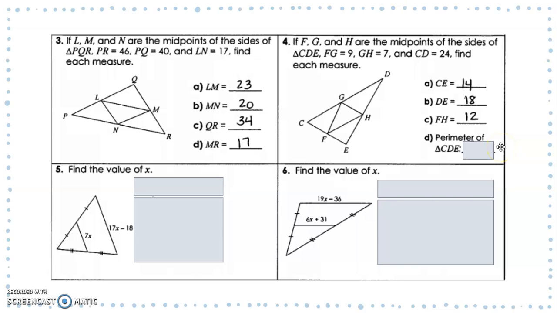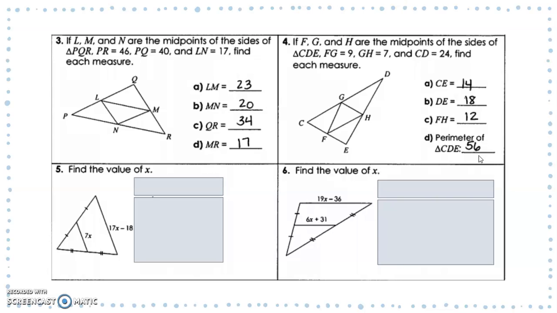The next one is a little bit different. We're asking for the perimeter of CDE. So in order to find the perimeter of CDE, I'm going to have to add up all of my sides. So I need CD, I need DE, and I need CE. Remember that we can always use our midsegment relationships to add up all of our sides. And when we add up our sides, we find that our perimeter is 56.